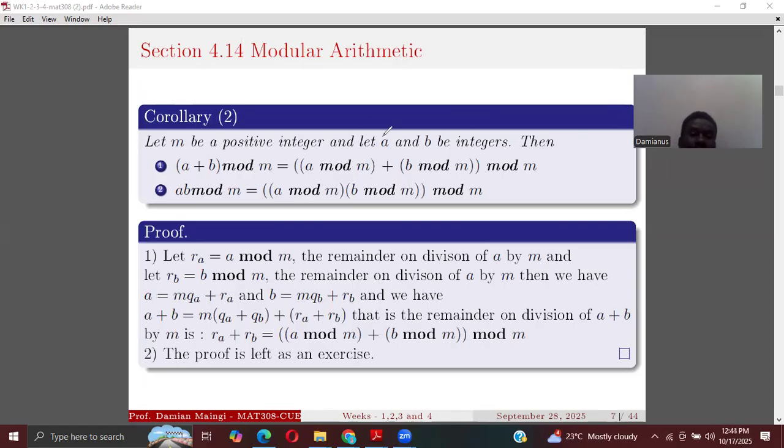So let m be a positive integer, and a and b be any integers. Then we have two results. One is (a plus b) mod m, basically the remainder on division of a plus b by m, equals the remainder on division of the sum of the remainder of a divided by m and the remainder of b divided by m. When you add the remainders, the remainder of that on division by m equals that, okay?